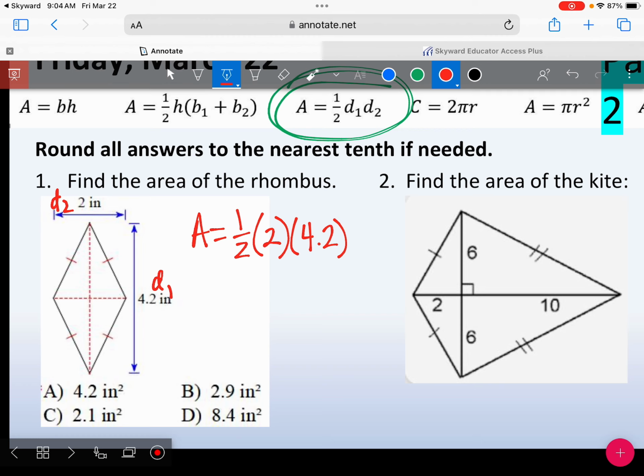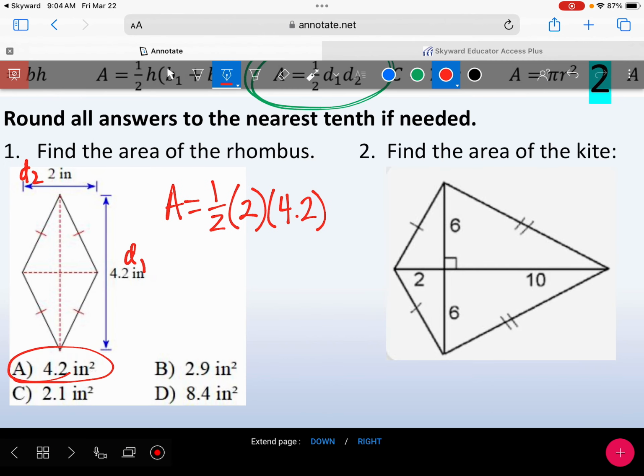All right, who would pick A? Anybody pick B? C? D? All right, I agree. It would be A. Now for number 2, though, this is a kite.